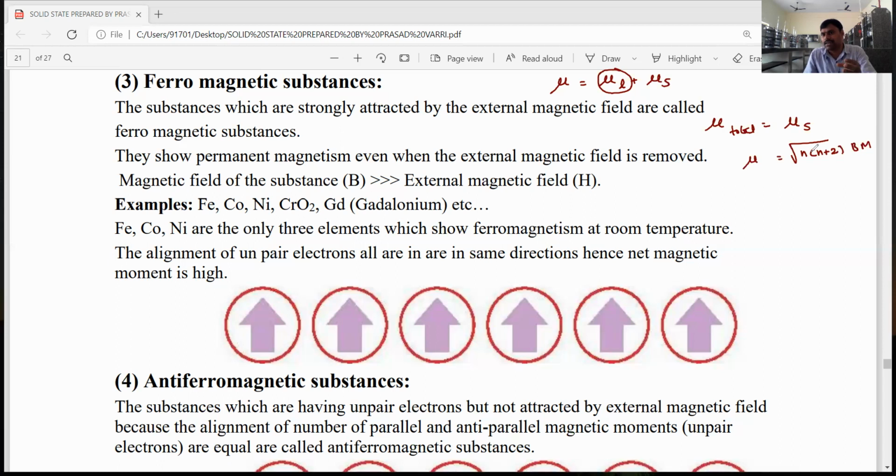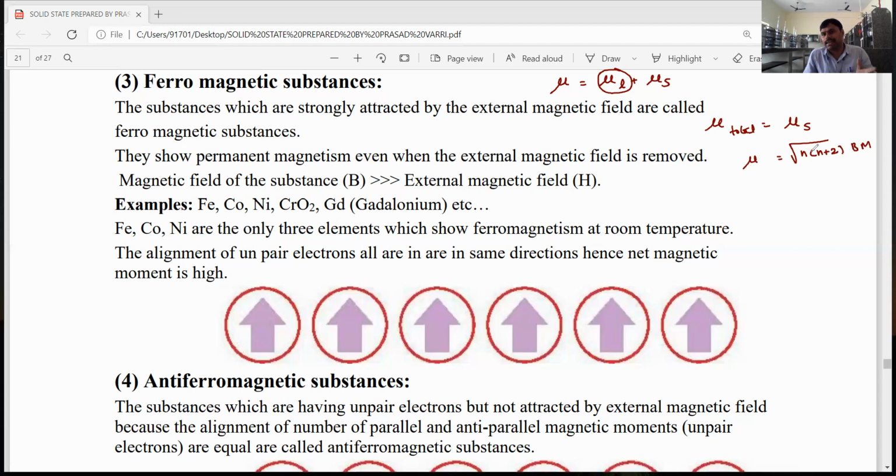Paramagnetic substances, when placed in an external magnetic field, are weakly attracted due to the presence of unpaired electrons. But those unpaired electrons are randomly arranged in the external magnetic field. That's why they are weakly attracted. Next is diamagnetic nature, meaning instead of attraction, there is repulsion in the external magnetic field.